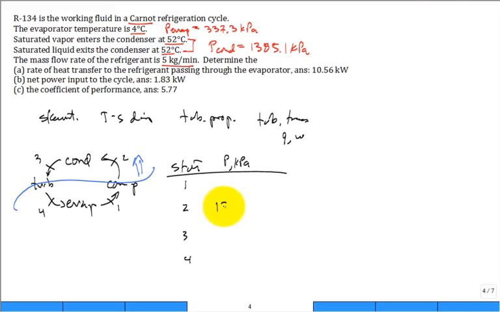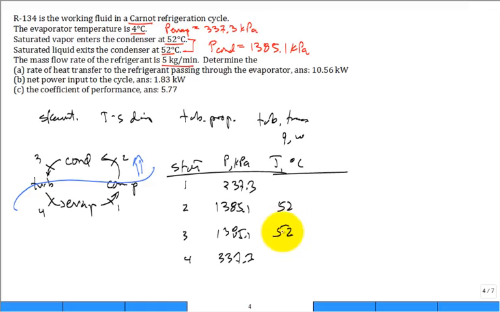State 2 and state 3 is 1385.1 kilopascal, 1385.1 kilopascal. And then the pressure of 337.3 and 337.3. Now, let's talk about the temperature in degrees C. What about state 2 and state 3? What was that temperature? 52 degrees C. What about 1 and 4? Yeah, 4 and 4. Now, we're going to use quality. We'll also use enthalpy, kilojoules per kilogram, and entropy, kilojoules per kilogram Kelvin. All right?